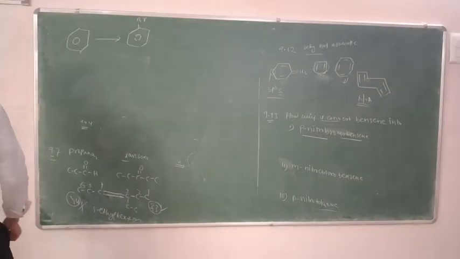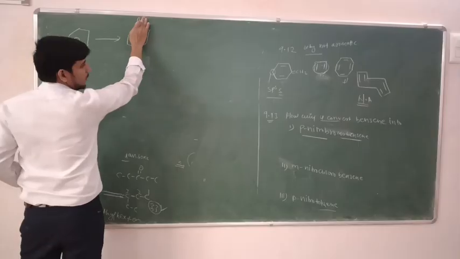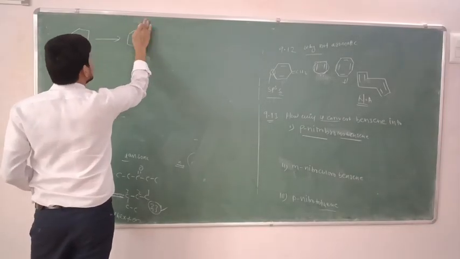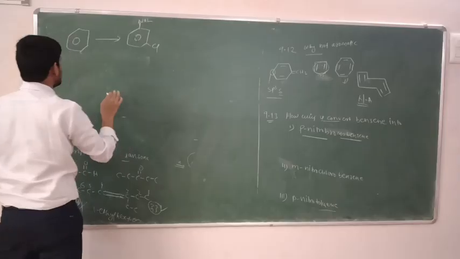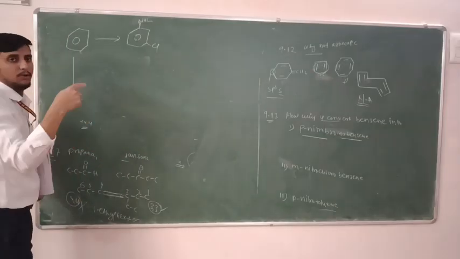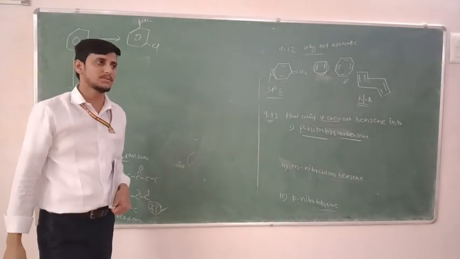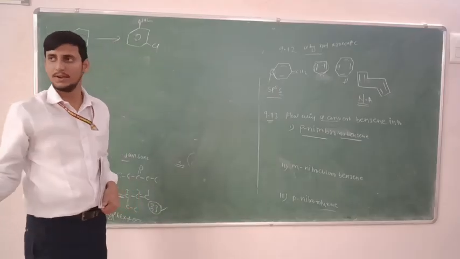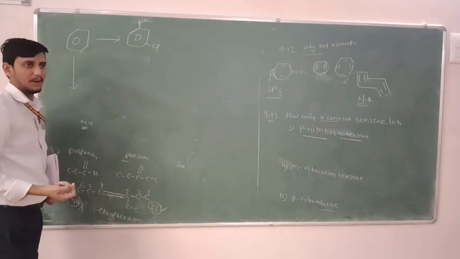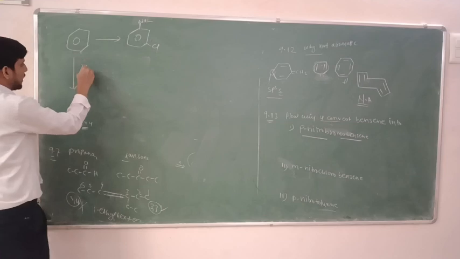Okay, good. Now, chloro, nitro, chloro. Now from here, what will you add first? Nitro or chloro? Nitro, obviously nitro, for getting the meta product. Means what is the reagent?